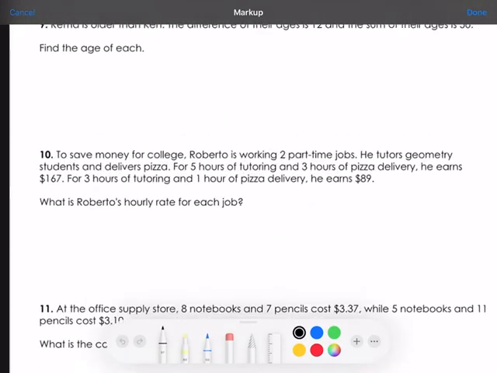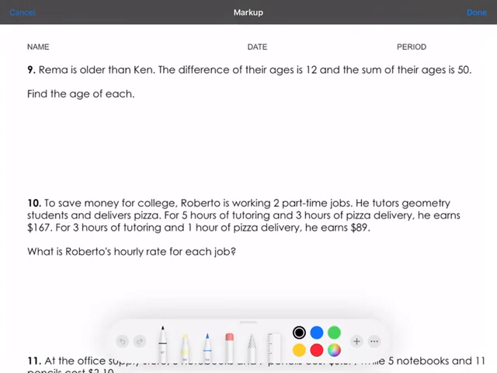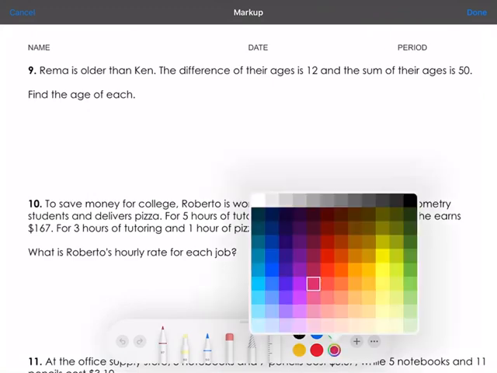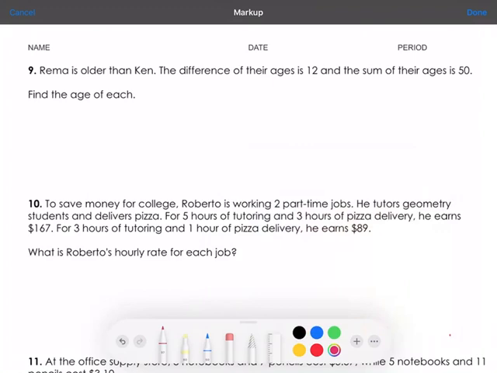Okay. So number 9 says, Rema is older than Ken, the difference of their ages is 12, and the sum of their ages is 50. Find the age of each. So we have two people, Rema and Ken, and it's giving us information about their ages.